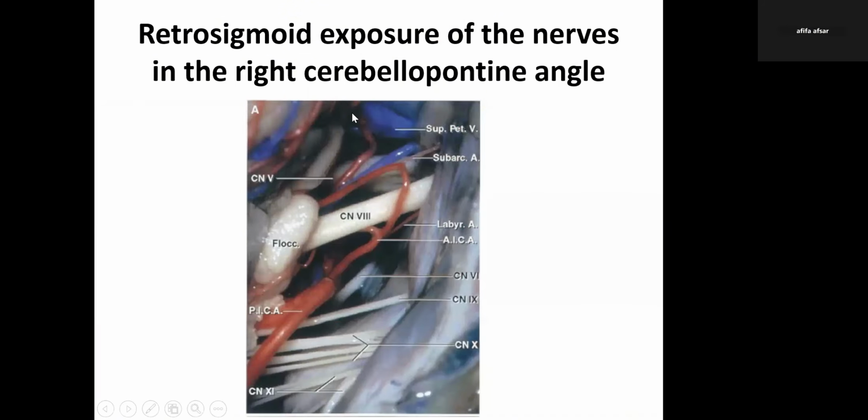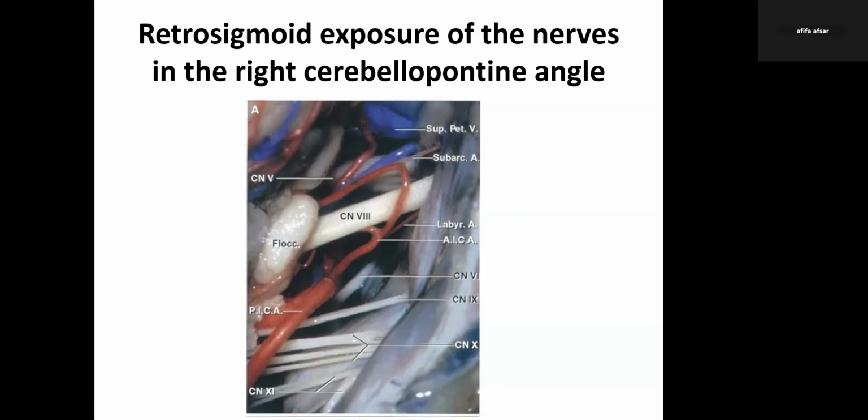So this is a retrosigmoid view that we can see of the right-sided CP angle. As we discussed earlier, this is the lateral surface and this is the medial surface. This is the flocculus of the cerebellum, which is slightly retracted, and we can appreciate the cranial nerve 8th. Cranial nerve 7th is hidden, anterior to it. We can trace this down to the internal acoustic meatus, and there is dura over it.